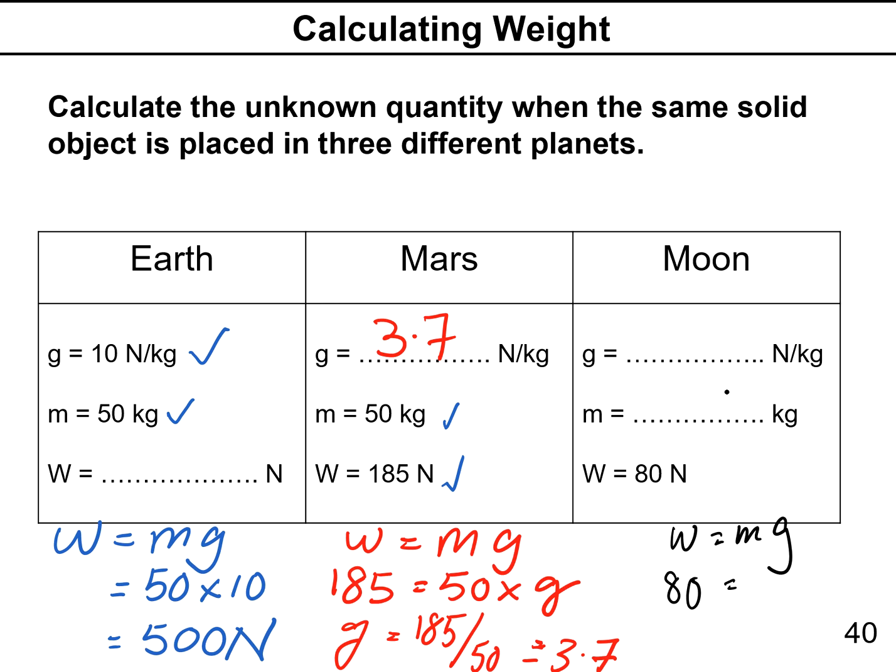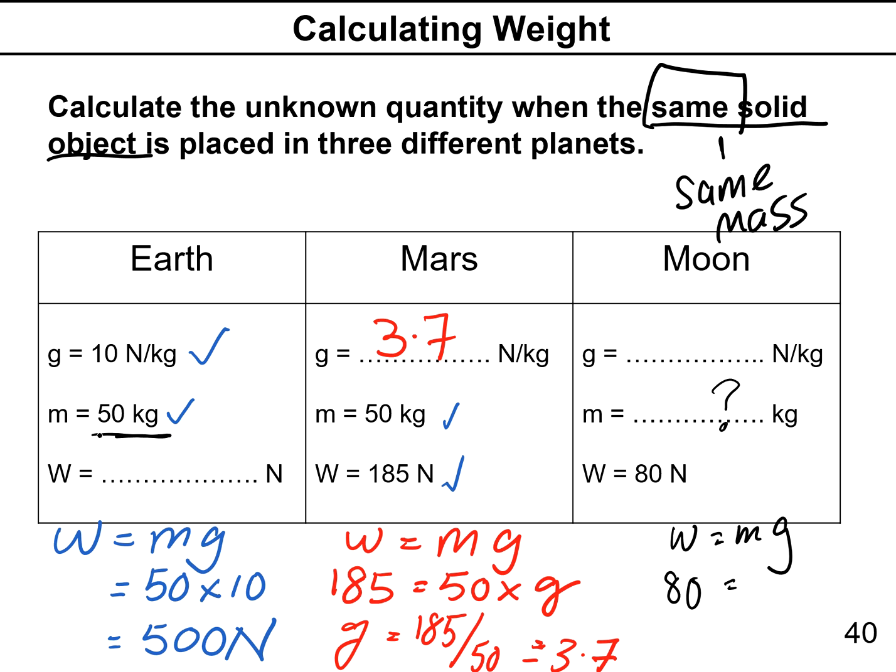Hey, they didn't give me the mass. But if you look at the question, it says it's the same solid object. Well, if it's the same object, that means you will have the same mass. Remember, mass will not change regardless of your location. So you see the same object, right? So the mass is 50, 50.